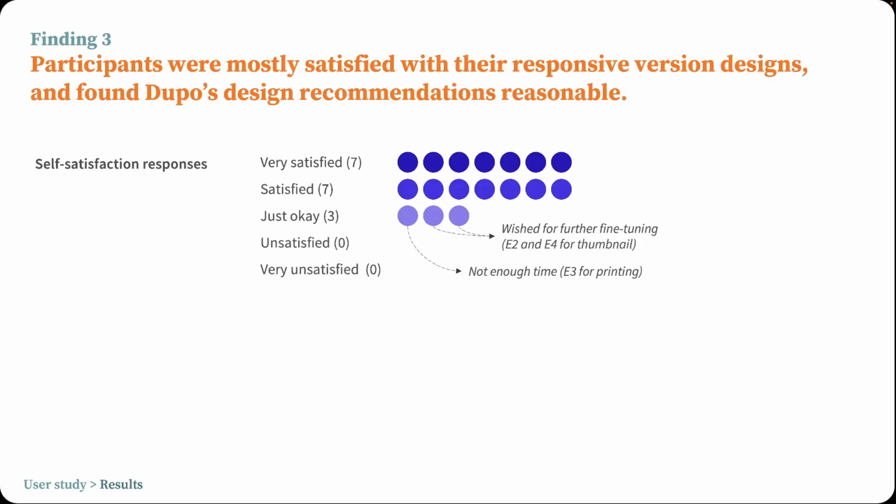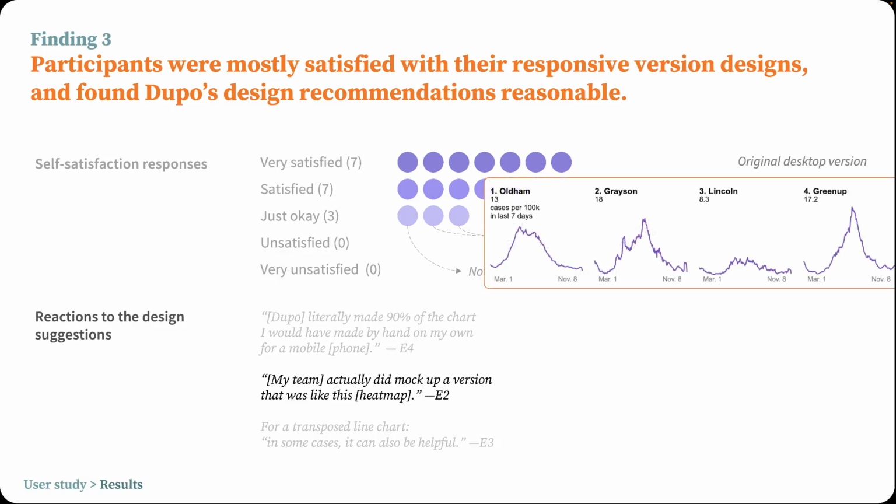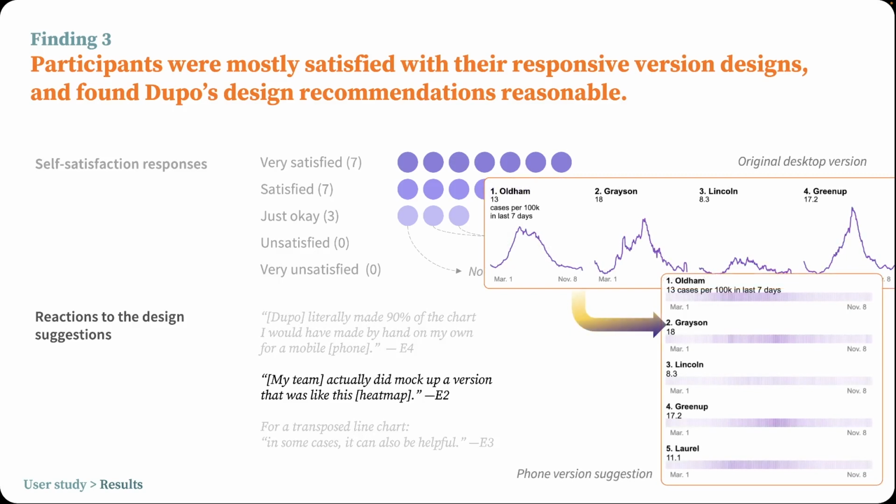Next, participants were mostly satisfied with their responsive version designs. They responded satisfied or very satisfied for 14 out of the 17 versions they had created. They found Dupo's design recommendations were reasonable. For the original small multiple line chart for the desktop version, E2 said that my team actually did mock up a version that was like this heat map.